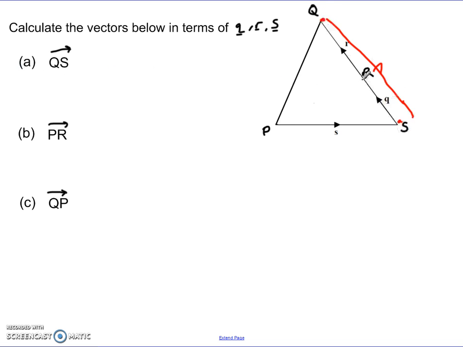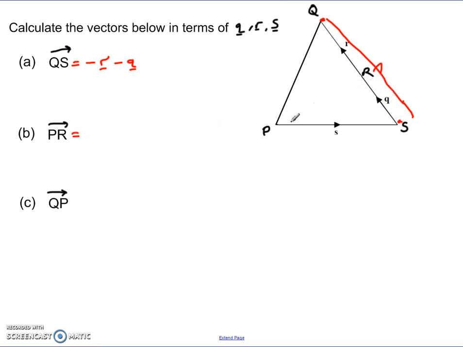Well, we go from q to r and then r to s first. Q to r, well, the vector's called r, but it's pointing the opposite direction. So we have to go back the way, so we have to go negative r to start. We then go from r to s. Again, the vector q goes from s to r, so we have to go back the way in this. It's then minus q. So there you go, our vector qs is equal to negative r minus q.